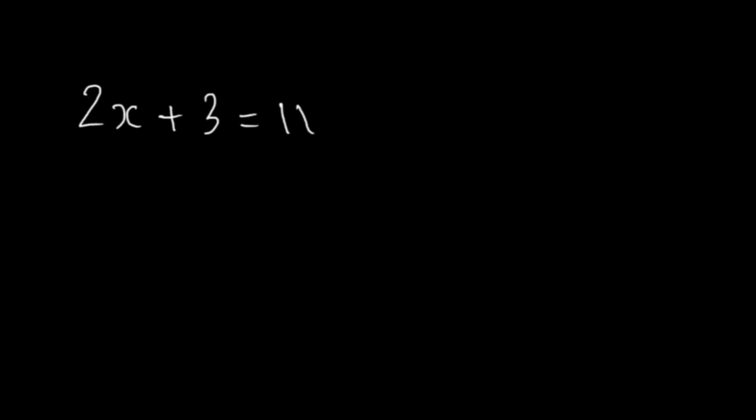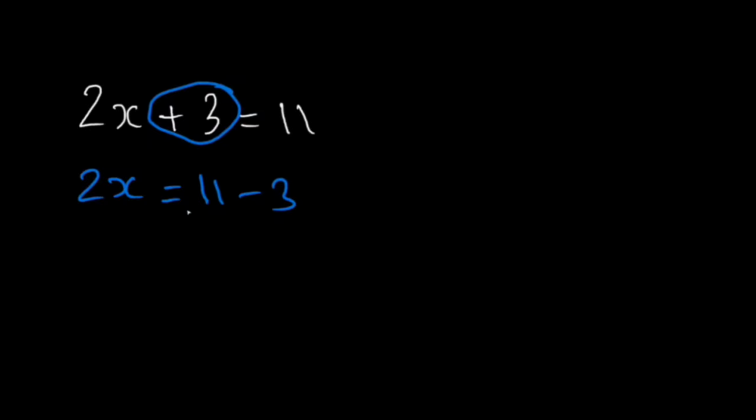2x plus 3 is equal to 11. Here, x is being multiplied by 2, and then 3 is added. To isolate x, we always get rid of the number not directly attached to x first. So, we move the positive 3. As we move it, we flip the operation and it becomes negative 3.